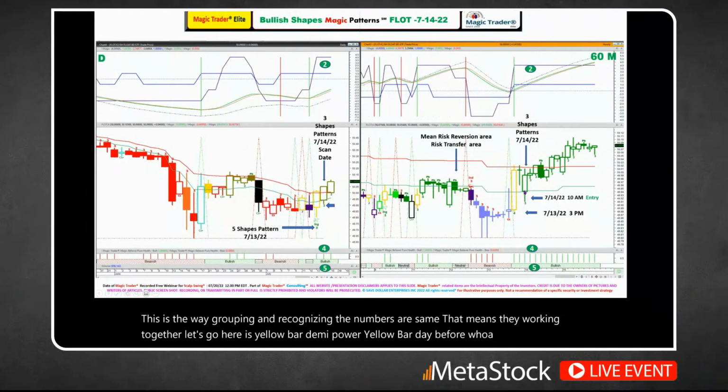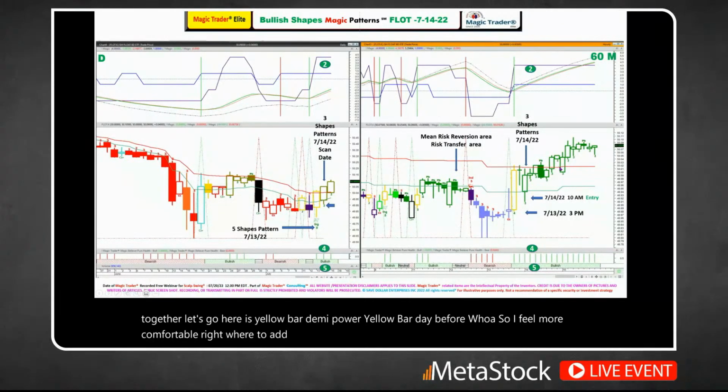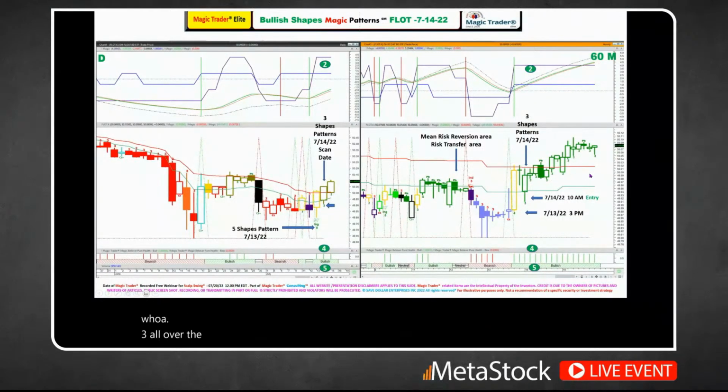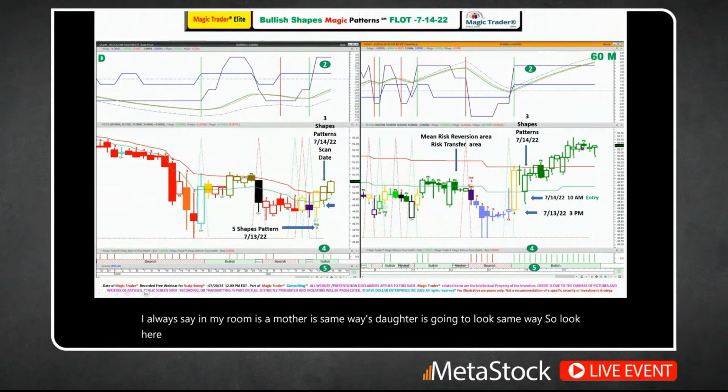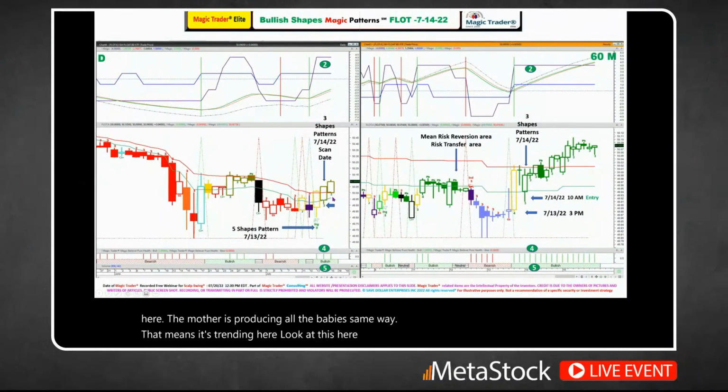Whoa. So I feel more comfortable, right? Where to add more? It crossed it, retested it. I'll be adding here another 3. Whoa, number 3 all over the place. That's cool stuff. I always say in my room, if the mother goes the same way, the daughter is going to look the same way. Look here, the mother is producing all the babies the same way. That means it's trending. Here, look at this, another baby. 3.